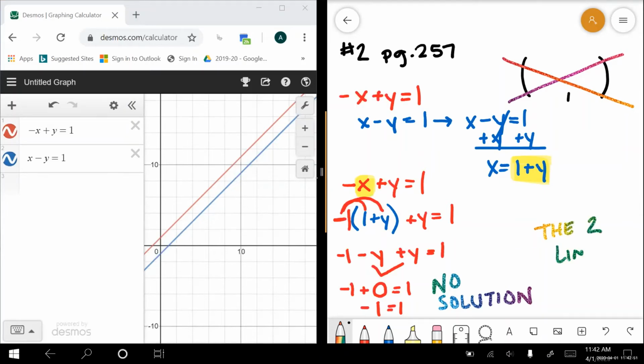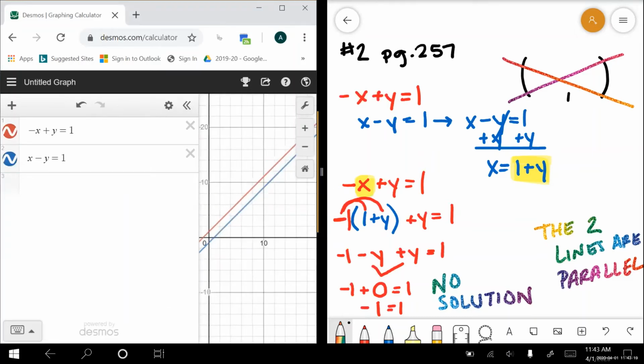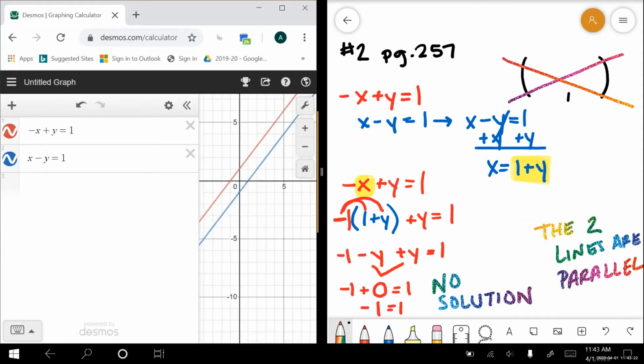The two lines are parallel, which means they have the same slope. They don't really look like they have the same slope here, but if I manipulate these equations a bit, I would end up seeing that y equals x minus 1 for one of them, and y equals x plus 1 for the other. Which is why they're intersecting at negative 1 and positive 1, if you see there. So they have the same slope. And that's why they're parallel, and that's why they have no solution.